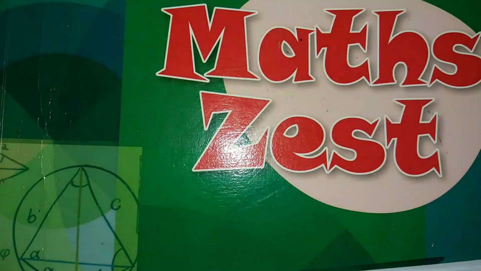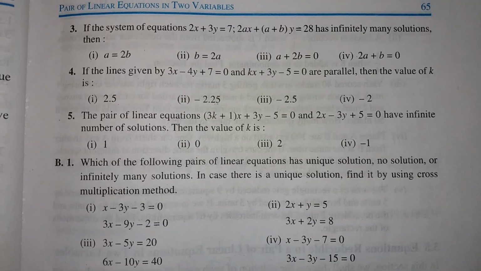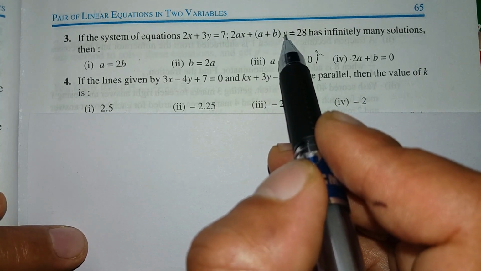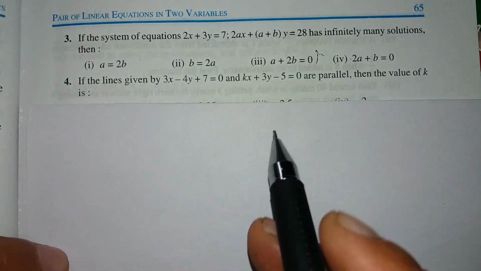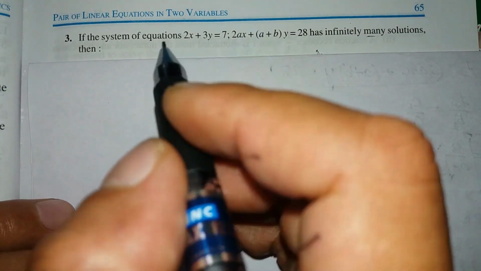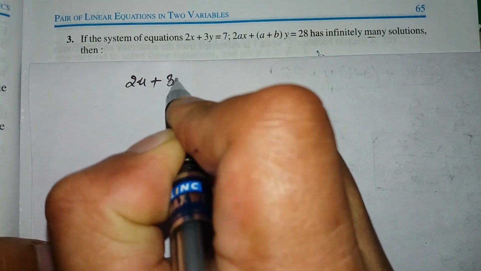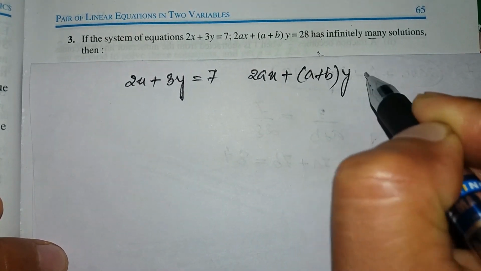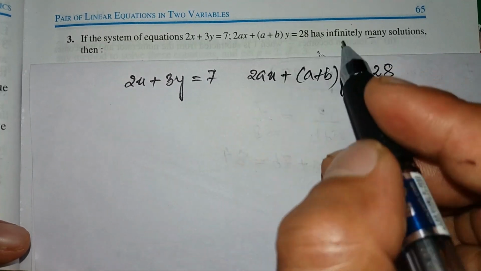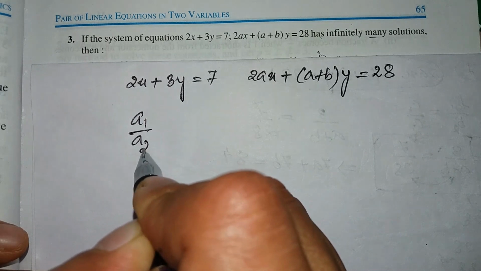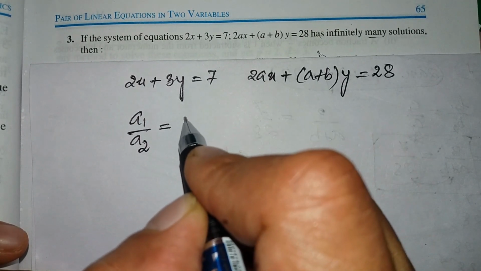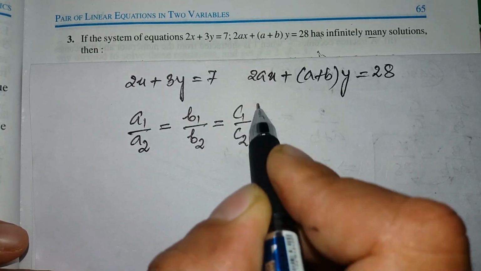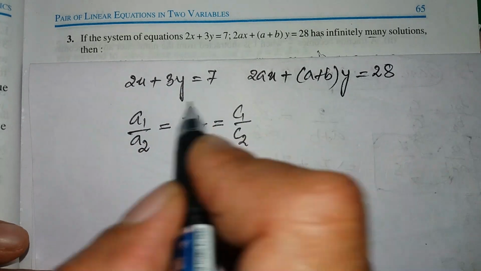Now let's see the third one, that is question number 3. If the system of equations 2x plus 3y equal to 7, 2ax plus (a plus b)y equal to 28 has infinitely many solutions, then here the two equations are 2x plus 3y equal to 7 and 2ax plus (a plus b)y is equal to 28. Now for infinitely many solutions, the ratios of the coefficients of x, y, and the constant are all equal. So a1 by a2 is equal to b1 by b2 is equal to c1 by c2. So this is the condition for coincident lines, for having infinitely many solutions.